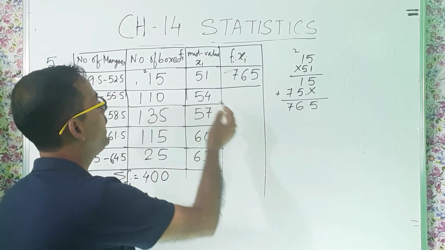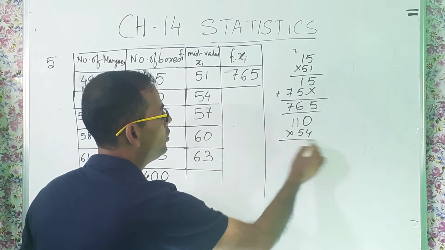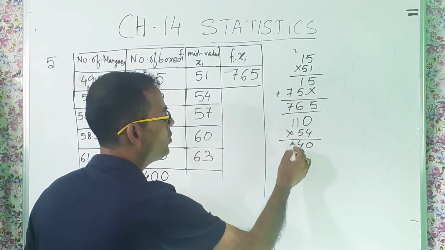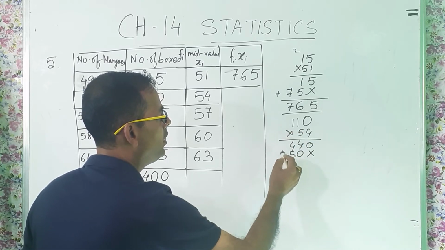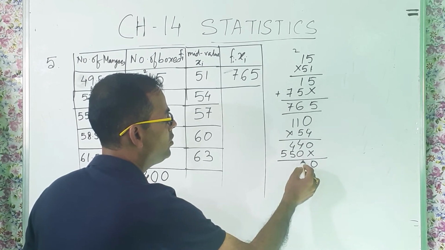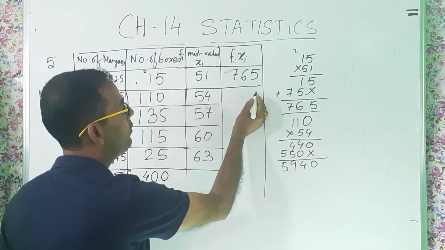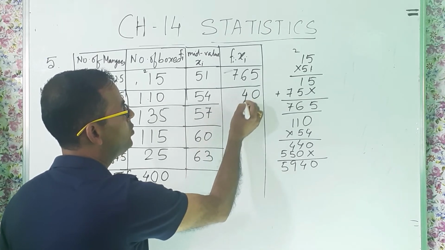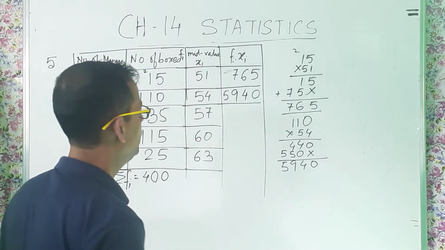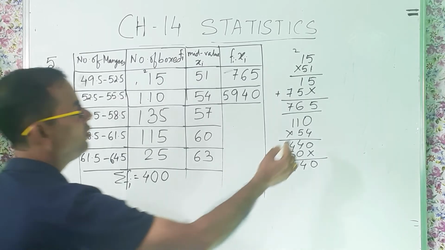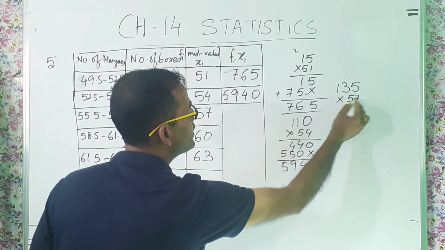Now next one, 110 into 54. So 4 zeros are 0, 4 ones are 4, 4 ones are 4, cross, 5 zeros are 0, 5 ones are 5, again 5 ones are 5, so 0, 4, 9, 5. So what you get? I am writing, see, 0, then 4, then 9, and then 5, okay. Now next one, 135 into 57. So 135 into 57, clear.